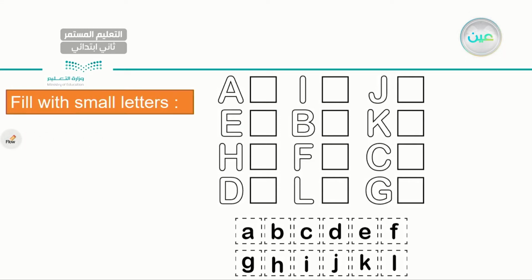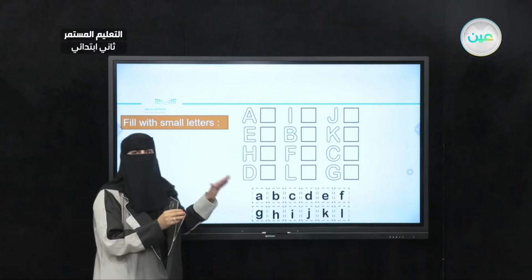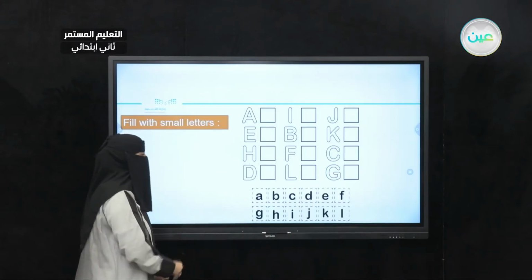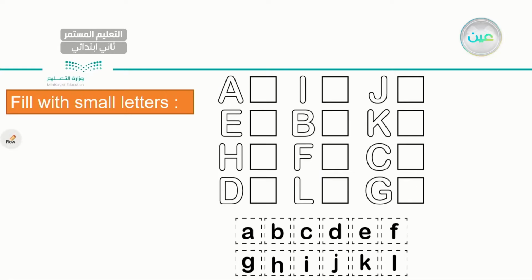In this exercise, as you can see, fill with small letters. I have all the capital letters and they are not in the correct order, right? And below, I have all the small letters, okay? So it will be easier to read the small letters because they are in the correct order. So let's go ahead. I have A, B, C, D, E, F, G, H, I, J, K, and L. Now, we are supposed to match the small letter with the capital letter.